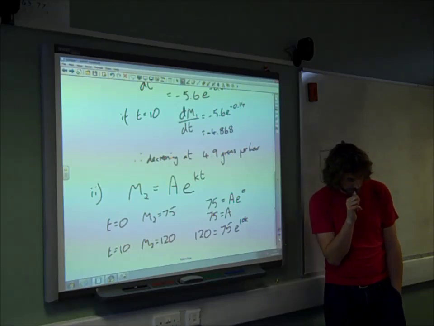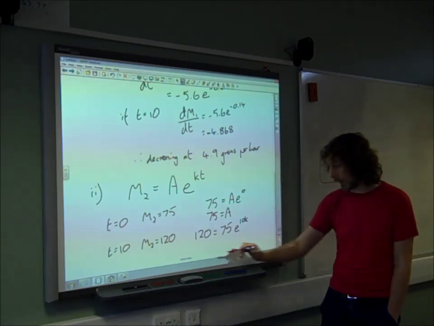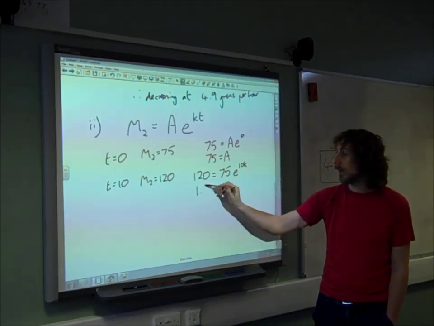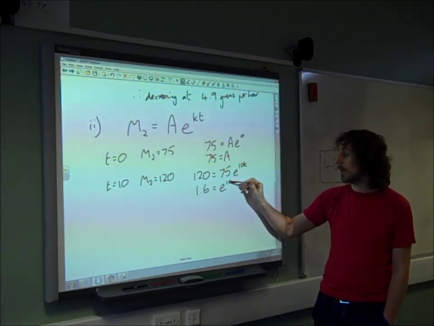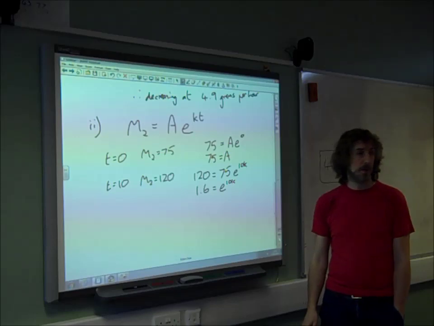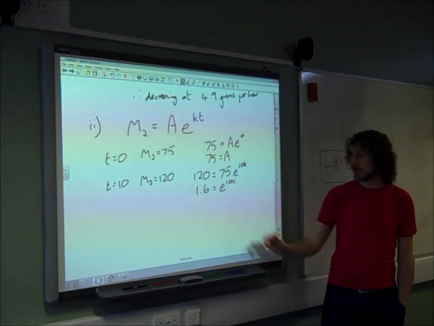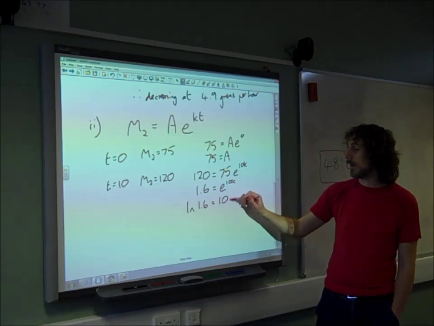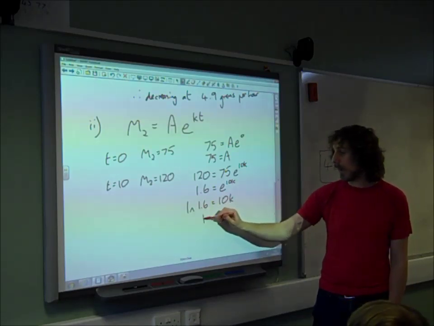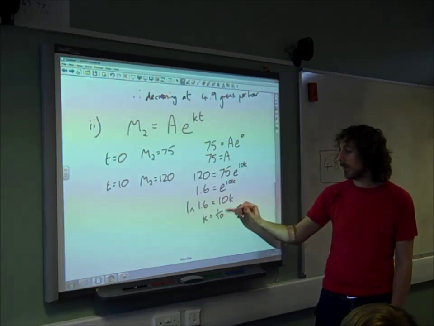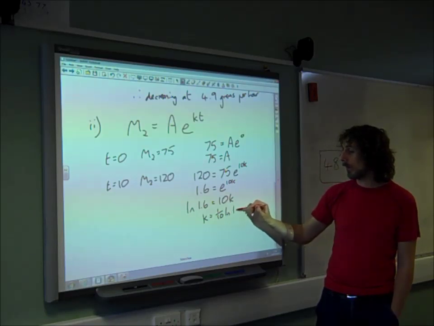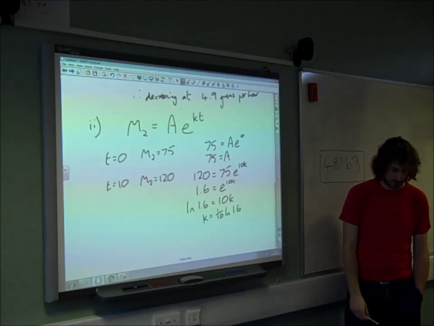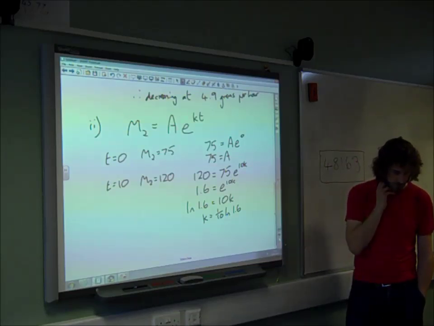So I'm going to rearrange this to find out my value of k. So 120 over 75 is 1.6. I would like to know what k is. So natural log of 1.6 is 10k. So k is 1/10 the natural log of 1.6. A particularly nice thing to have found, but that's where we're up to.